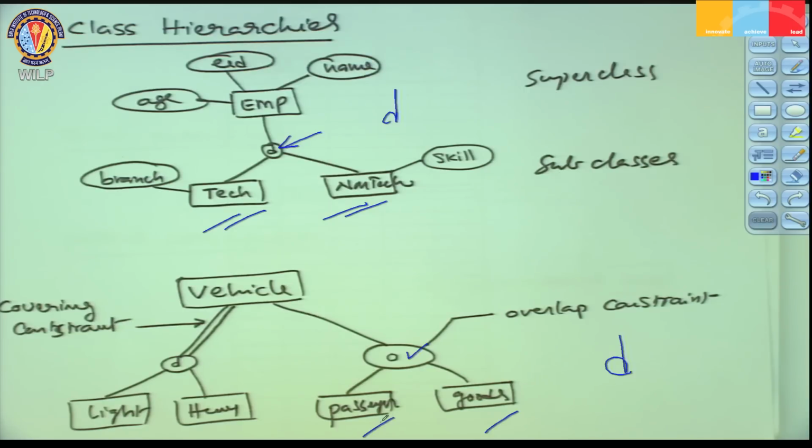That means some vehicles are passenger, some are goods, and some vehicles belong to both the categories. Whereas in this case it is going to be disjoint, meaning that a vehicle can be a light vehicle or heavy vehicle, it cannot be both.